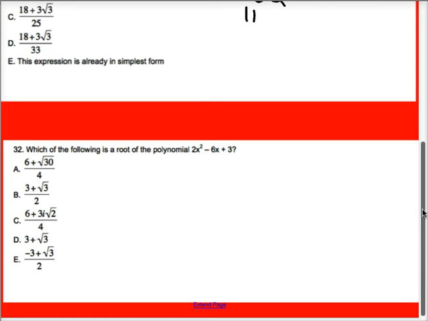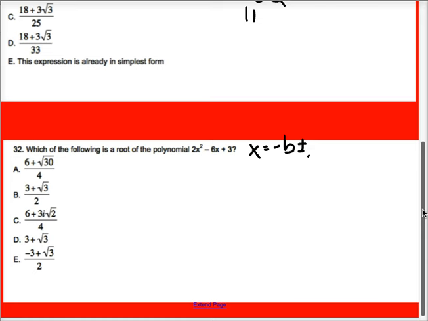This one, which of the following is a root of the polynomial? So there's a few ways to solve quadratics. The way we've previously covered in videos is factoring. Now, if you look at your answer choices though, factoring is clearly not what's going on here. You don't want to factor this. Those are showing the quadratic formula.